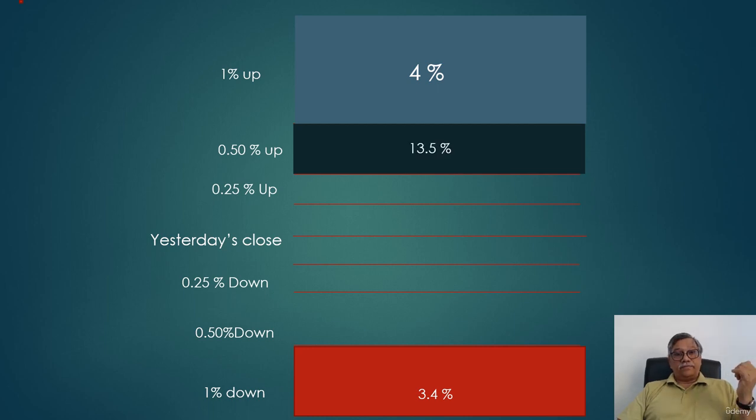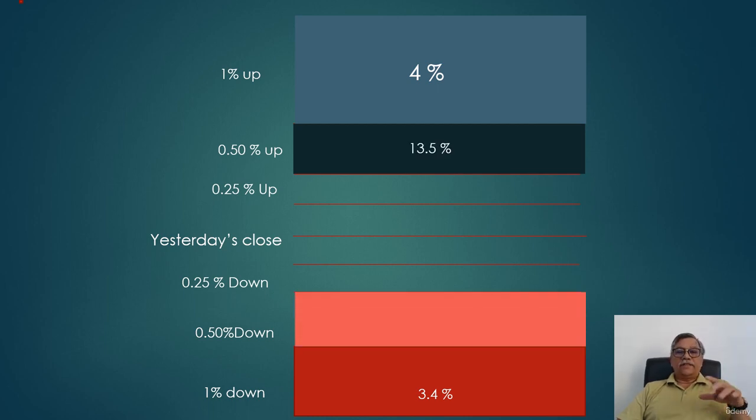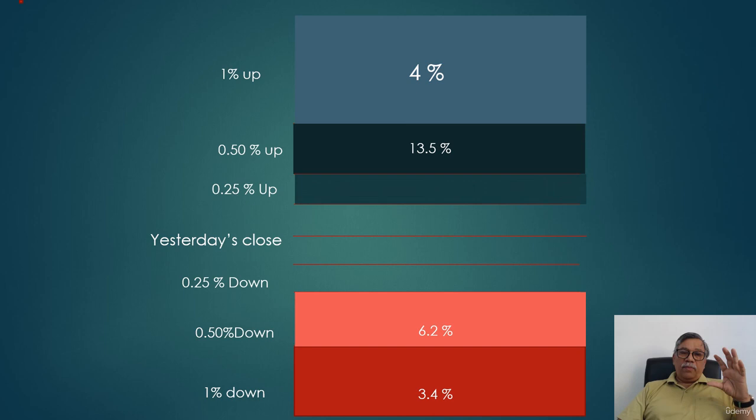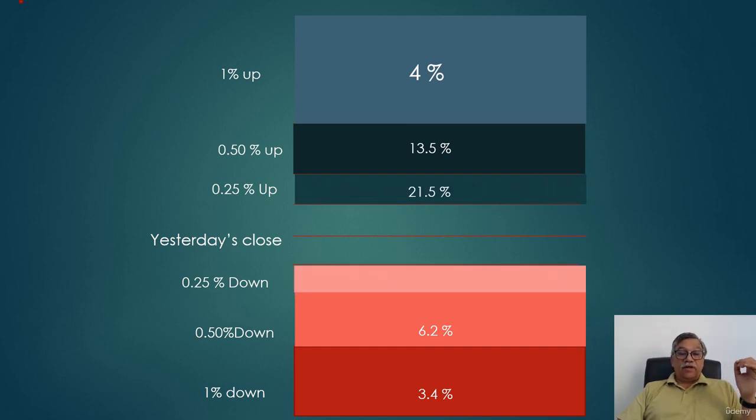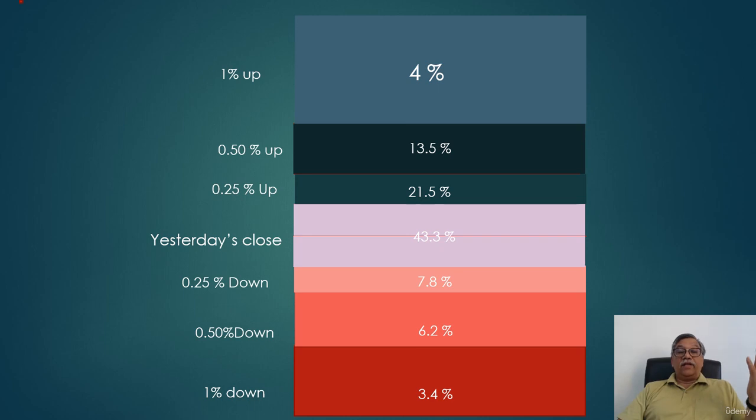0.5% up, but not 1%, is 13.5%. 0.5% or more down, but not 1%, 6.2% of the times this happens. Between 1/4% to 0.5% up happens 21% of the times. Between 1/4% to 0.5% down happens 7.8% of the times. And in between, 43% of the times Nifty opens 1/4% down to 1/4% up, but the tendency to open up is more in general, if you talk.